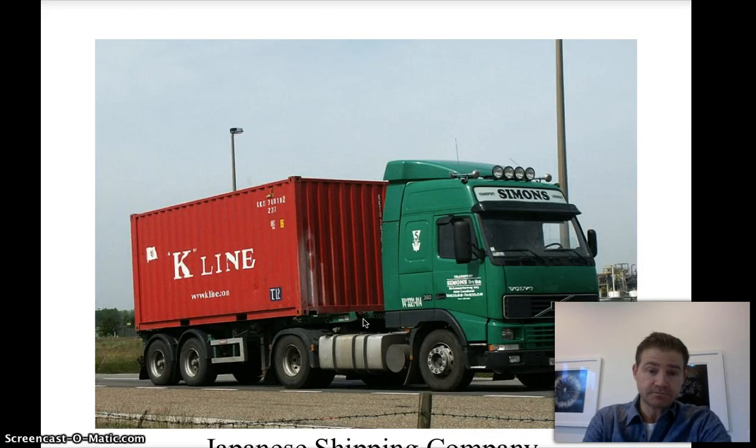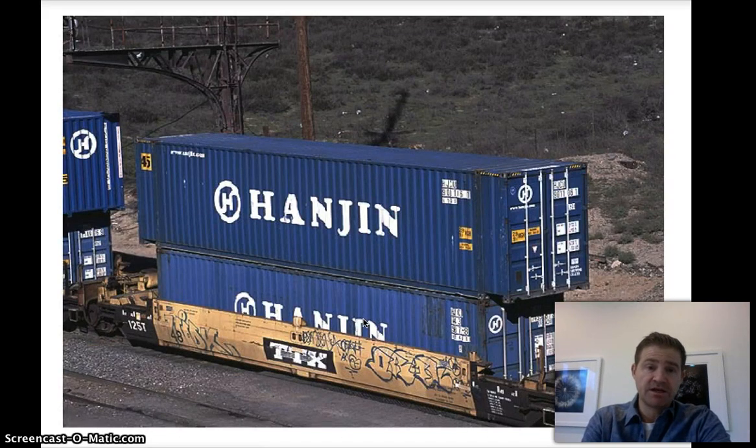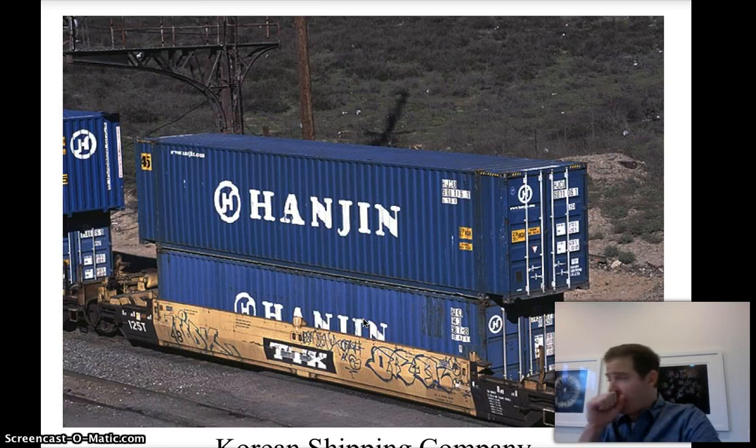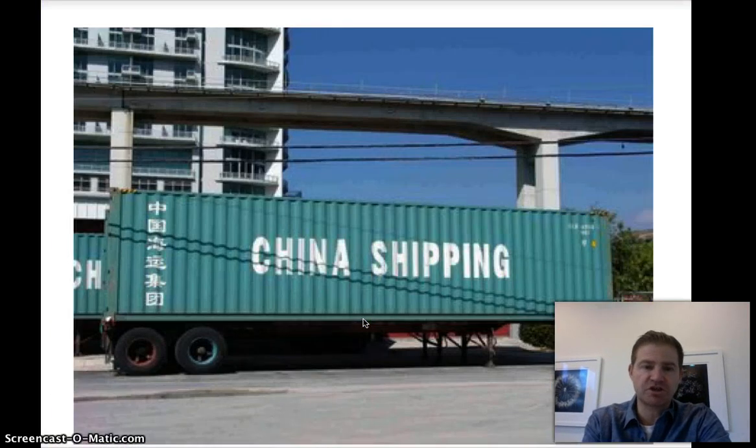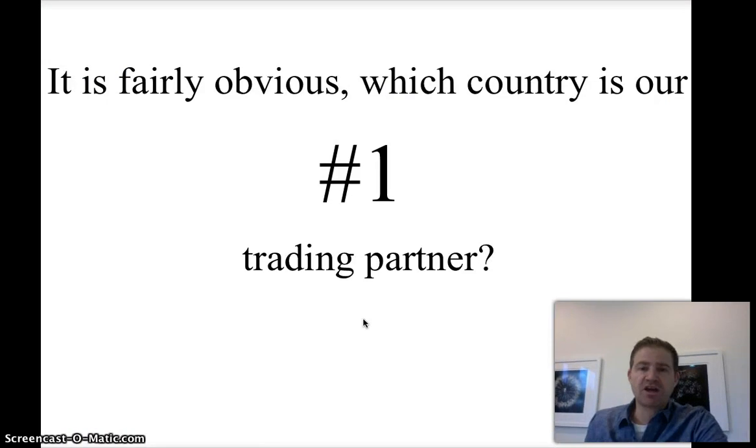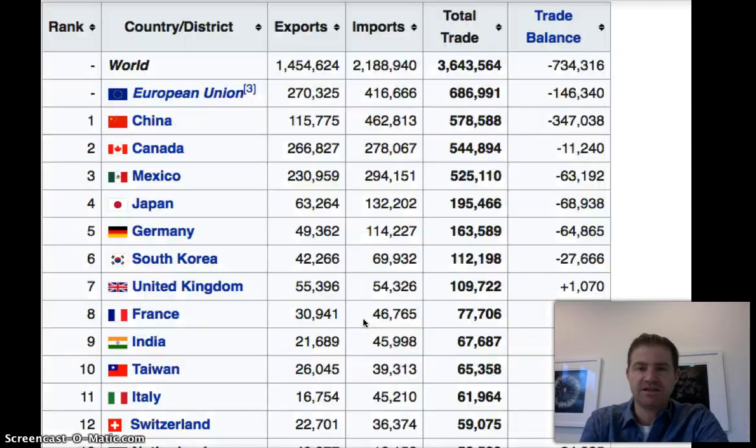So again, looking at the different ways that goods come into the United States. Here's a Japanese shipping company. Here's a Korean shipping company. And here's, of course, China shipping everywhere. It's fairly obvious which country is our #1 trading partner. Yes, it is China. You were correct.